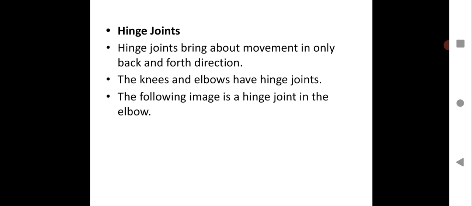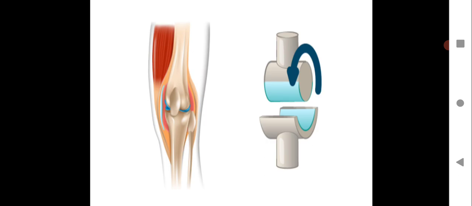The following image shows a hinge joint in the elbow. I hope you all are taking down all the points in your notebook, children. So this is the hinge joint. You can see the muscles get attached to the bones. Here on the left hand side, you can identify the structure of the hinge joint shown over here.